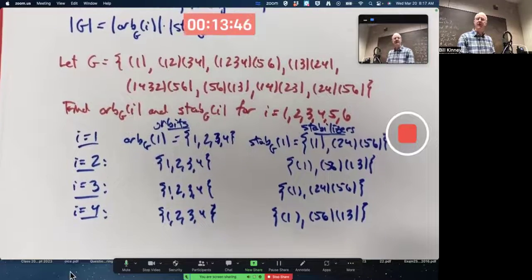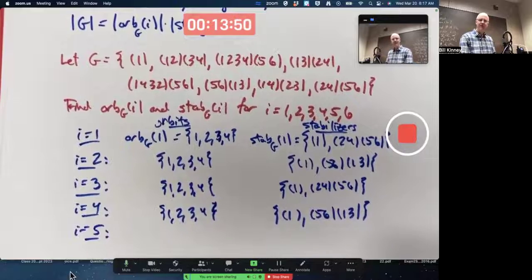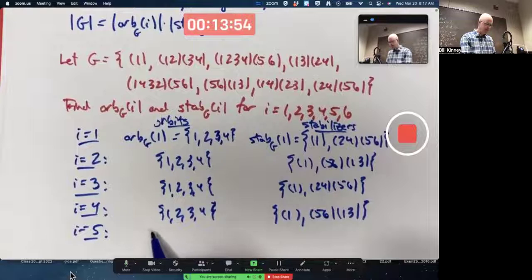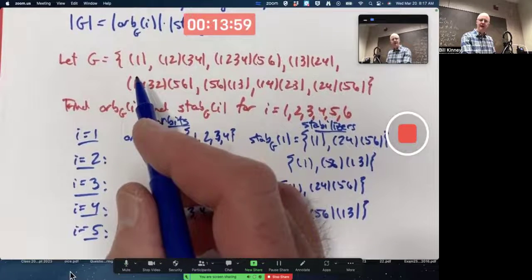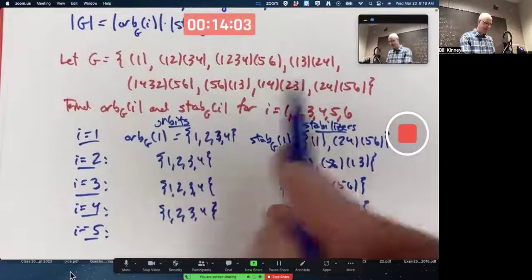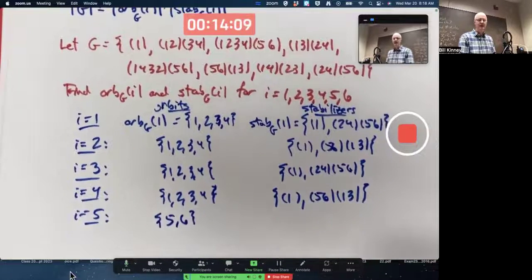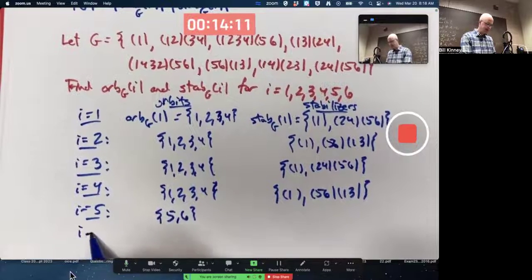We do get some different kinds of things going on with i equals 5 and 6, I believe, just by the nature of these disjoint cycles up here. Maybe you noticed. What does 5 get mapped to? It can get mapped to itself, and it can also get mapped to 6, nothing else, right? You scan through all these, it either gets mapped to itself or it gets mapped to 6. The orbit of 5, in fact, is going to be the same as the orbit of 6.